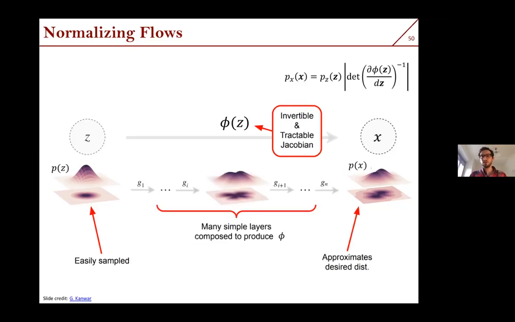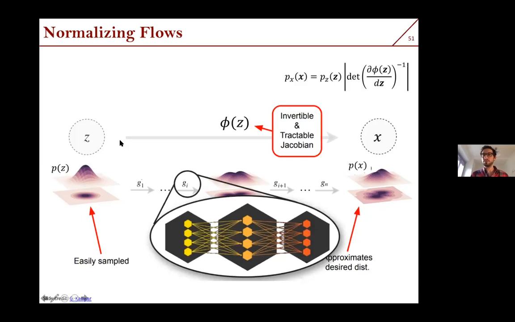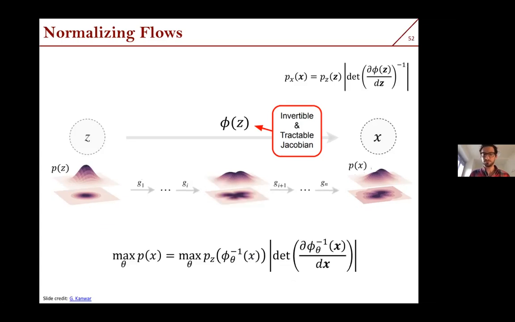Now, we don't do this all in one step. It's usually many layers of transformations coupled together. Each one is invertible with a tractable Jacobian, and the determinant of a bunch of invertible matrices is the product of determinants. So we can chain them together and still compute everything. Each of these Gs, each of these small transformations, is parameterized by a neural network. I'll show an example of what one of these looks like in the coming slides.